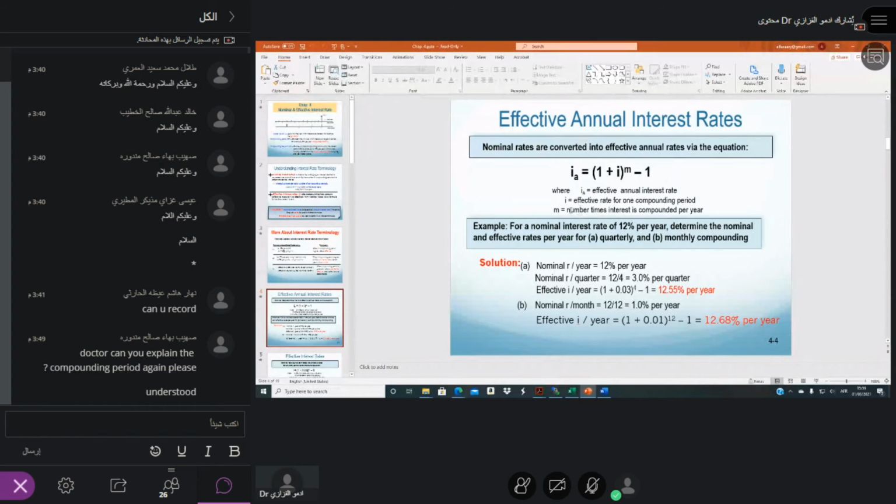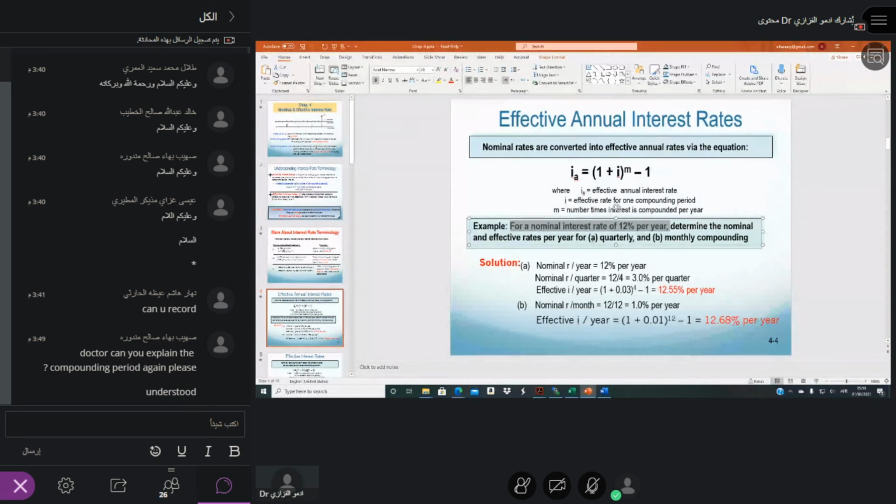How to use this: M is the number of times the interest is compounded every year, in 1 year. So if it is compounded semi-annually, then this would be 2. If it is compounded quarterly, it will be 4, and so on. So this is an example that shows how you can do this kind of calculation. For example, for a nominal interest rate of 12% per year, that is the nominal interest rate given, determine the nominal and effective rates per year.